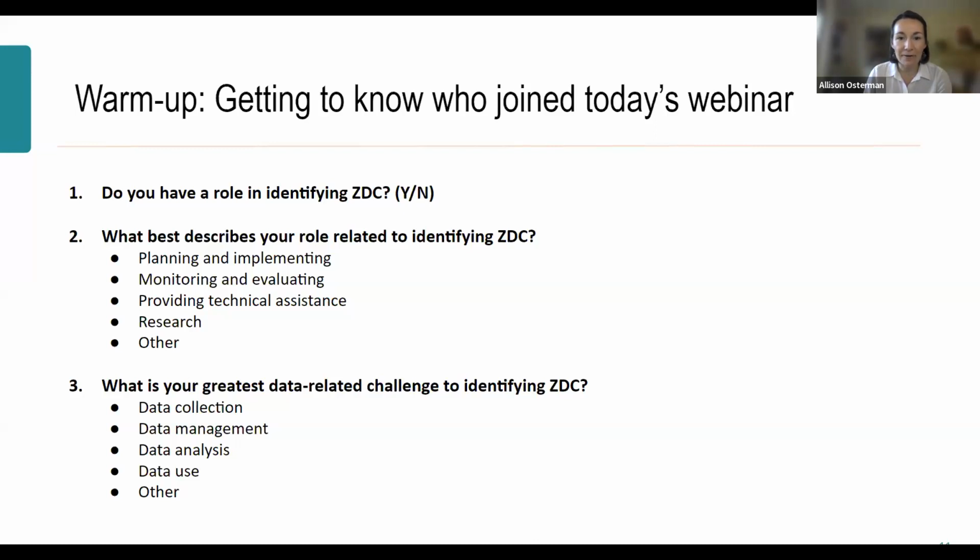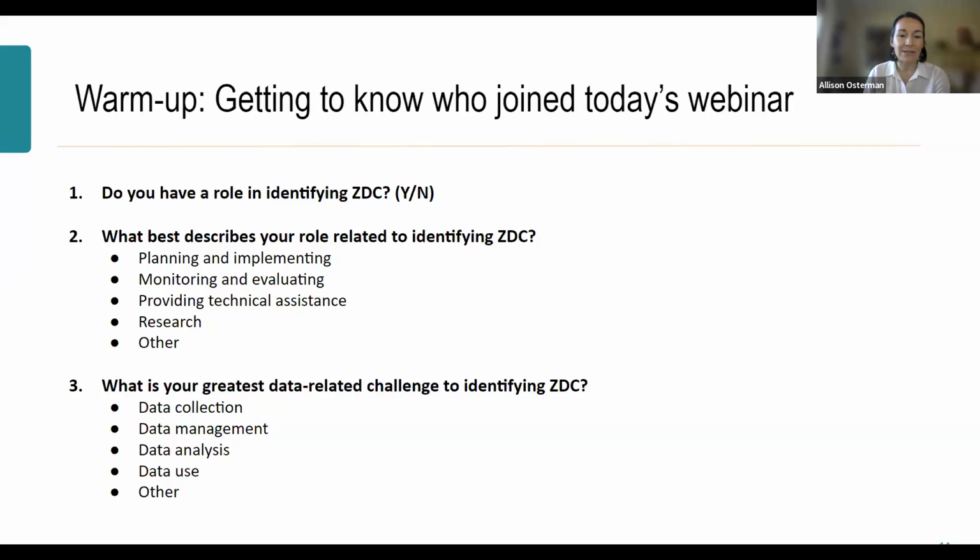And then our third question here, what is your greatest data-related challenge to identifying zero-dose? It looks like the majority is related to data collection. Okay, great. That's not a big surprise. Second is related to data use. And then also some that say the greatest challenge is data management, data analysis. Okay, wonderful. Well, thanks so much for participating in the poll. It's great to see all the responses.